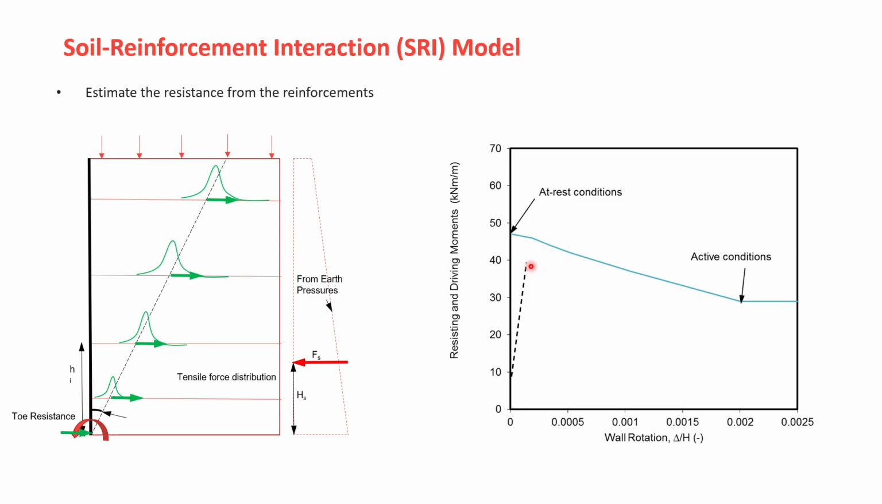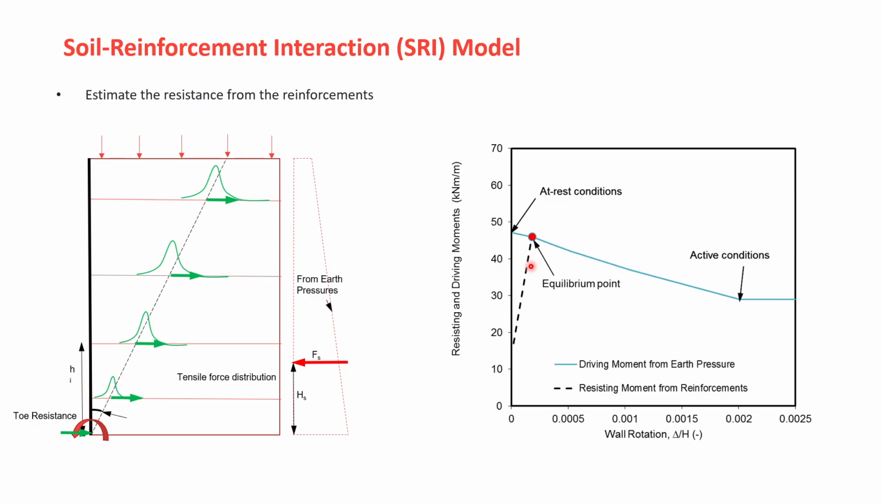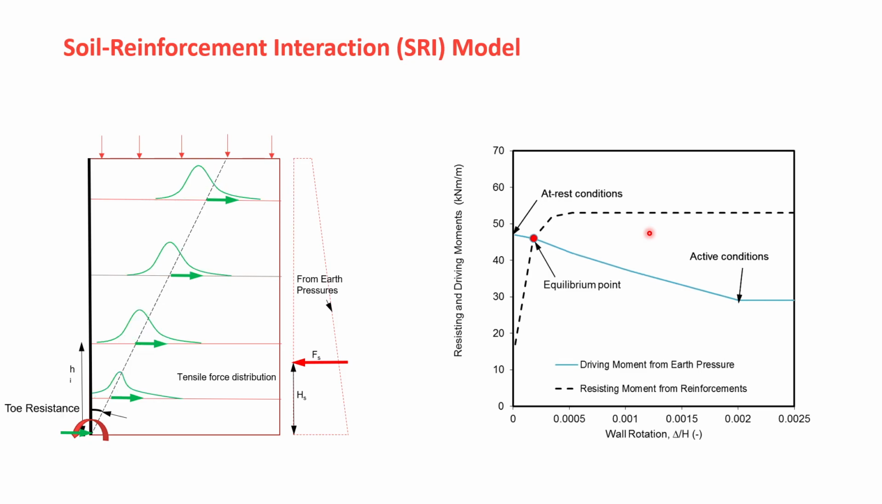Still, it's not enough to reach equilibrium. So the wall should deform more. So eventually it'll reach at-rest conditions. So now the wall is in equilibrium. I can even push this one even further and see what the ultimate capacity of this wall is. I don't want to get into the detail there. But the question is, how do you calculate this reinforcement load?